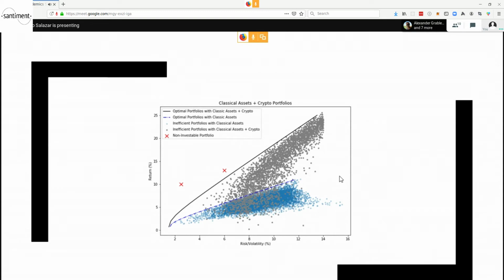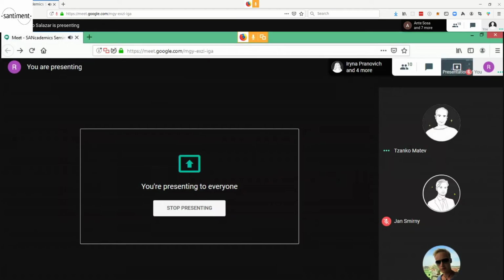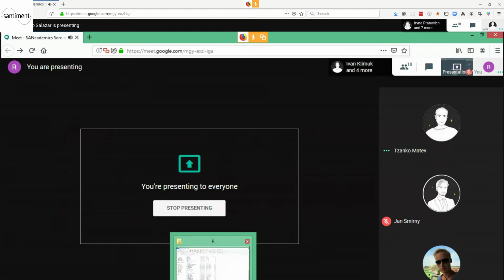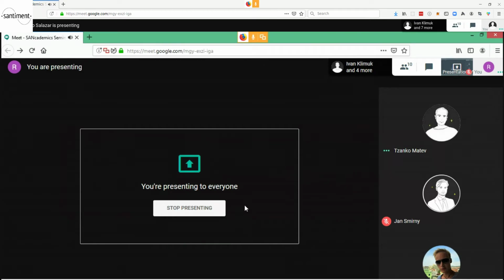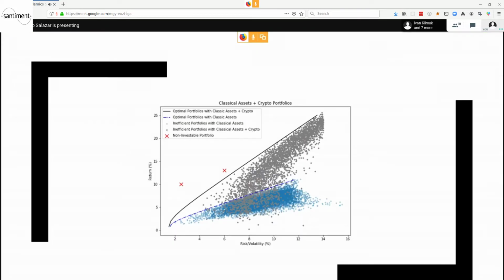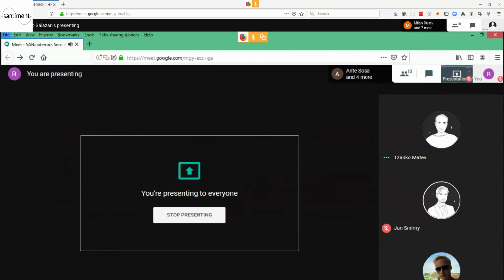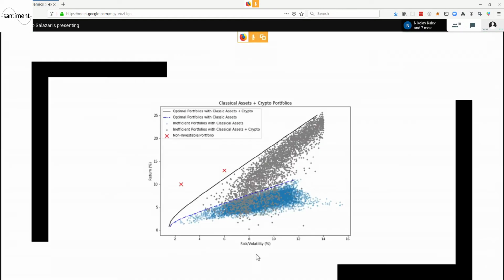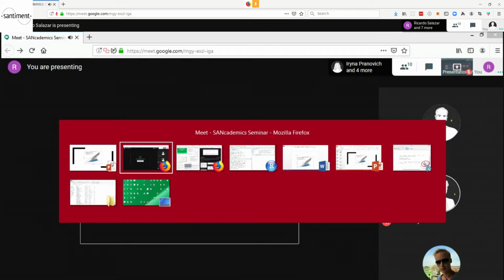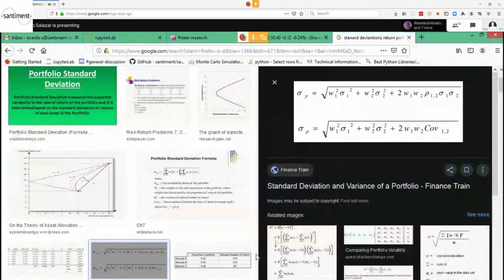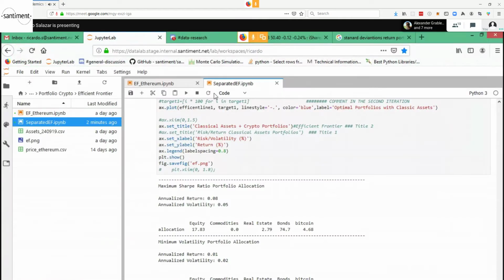I don't know if you have another question. Do you have a platform including other cryptos, not only Bitcoin? Well, actually, I did it for Ethereum also. The allocation here is a little bit lower. For example, here I have the Ethereum results.